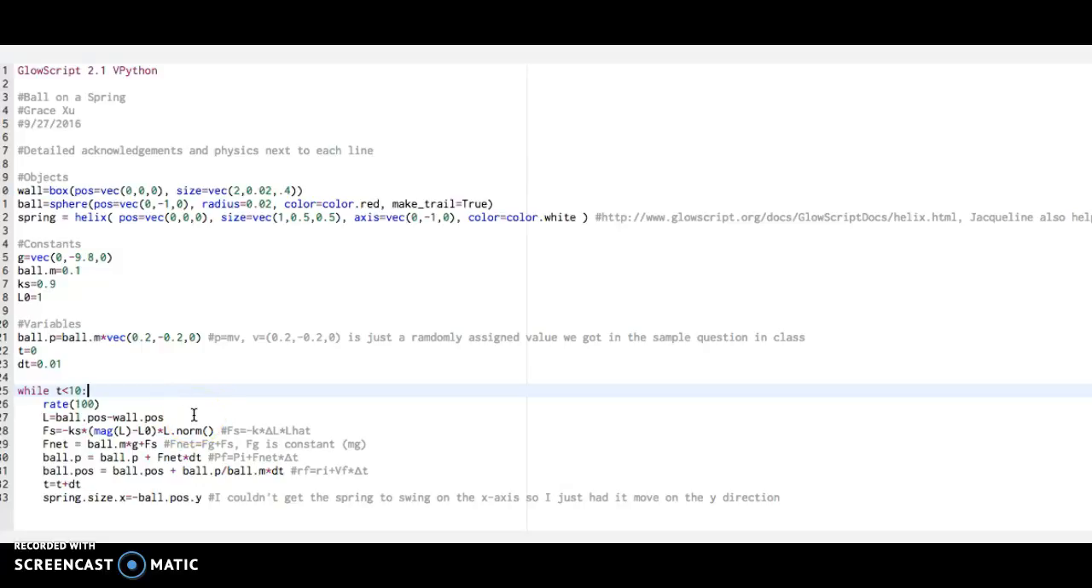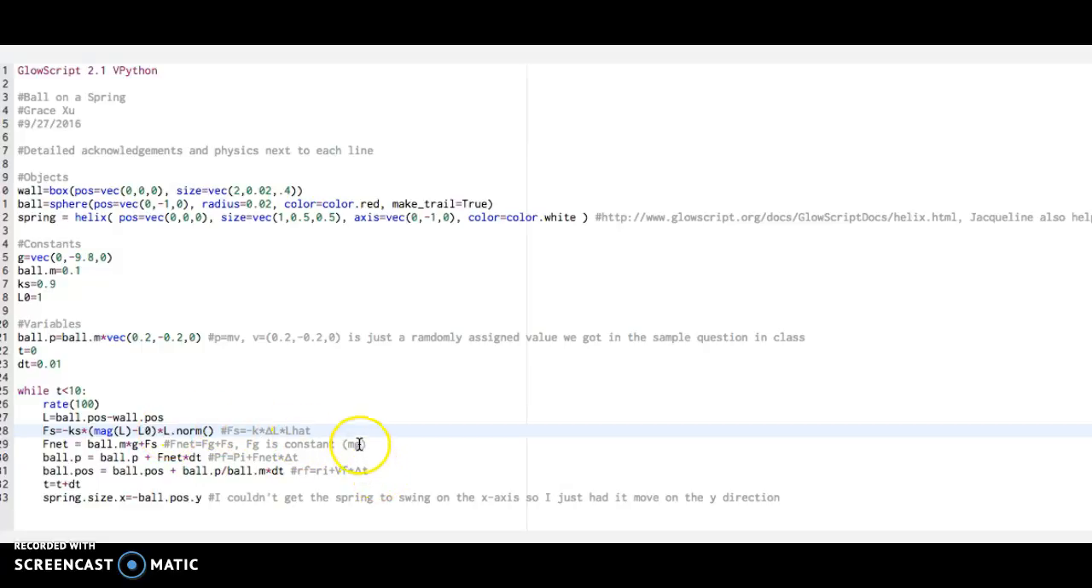L is the length of the spring in a way. So it's just the position of the ball minus the position of the wall, so it's constantly changing. This line is just the formula for spring force. Magnitude of L minus L initial is the change in L, and L hat is just L divided by its magnitude.